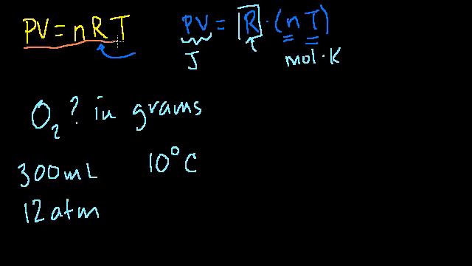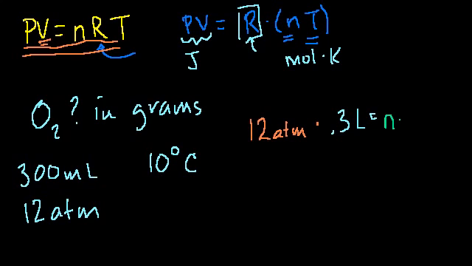Well, we've already broken out our ideal gas equation. So let's see. Pressure is 12 atmospheres. So we can say 12 atmospheres times the volume. The volume should be in liters. So this is 300 milliliters, or 300 thousandths of a liter, which is 0.3 liters. And that is equal to the number of moles we have of this, and that's what we need to figure out. If we know the number of moles, we know the number of grams. So it's equal to N times R.